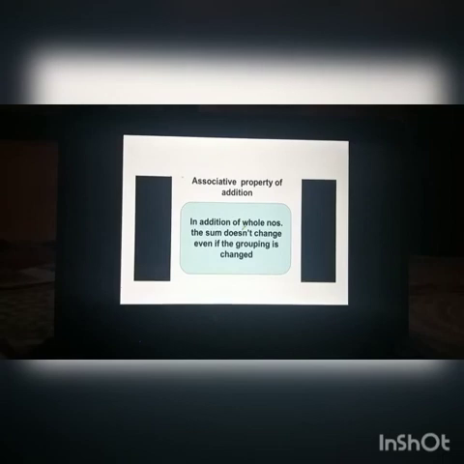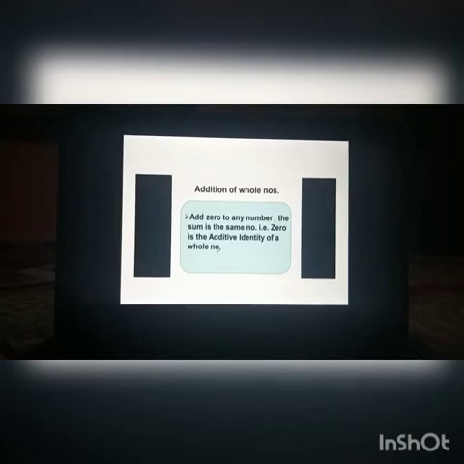Third property we read today was associative property. And according to this property, in addition of whole numbers, the sum does not change even if the grouping is changed. For example, in addition of 3 numbers, either make the group of first or second number or make the group of second or third number, the answer will be same. The last property we read today was additive identity. Add 0 to any number, the sum is the same number, that is 0 is the additive identity of a whole number.